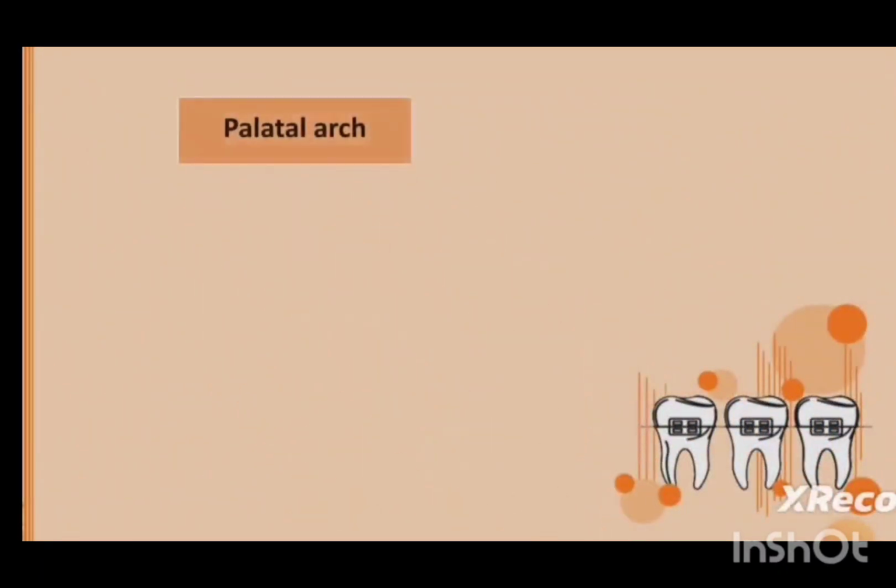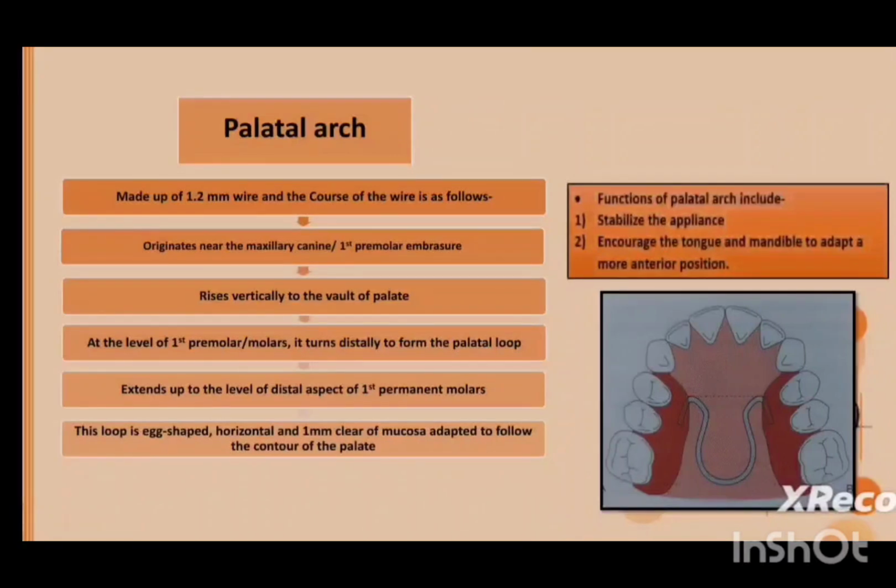Now let's understand the palatal arch. It is made up of 1.2 mm wire, and the course of the wire is as follows. You can simultaneously observe it in the image. It originates near the maxillary canine or the first premolar embrasure, rises vertically to the vault of the palate, and at the level of the first premolar or molar, it turns distally to form a palatal loop. Now, this extends up to the level of the distal aspect of the first permanent molar, and this loop is egg-shaped, horizontal, and 1 mm clear of the mucosa, adapted to follow the contour of the palate. The functions of the palatal arch include the stabilization of the appliance, and it encourages the tongue and the mandible to adapt to a more anterior position.